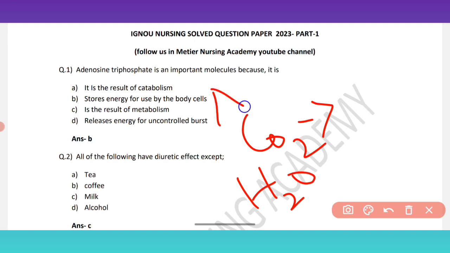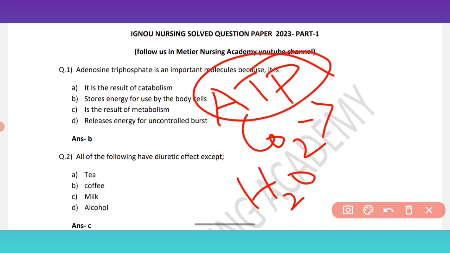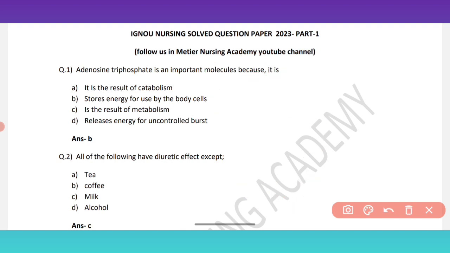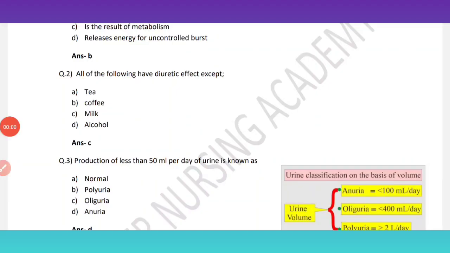So ATP, which is produced by the cells, is required for what? Producing energy. We are talking, I'm making this video, you are listening to the class, everything is happening because of the production of ATP. So that's why we selected option B as the right one: stores energy for use by the body cells. Clear, guys? Let's see the second question.